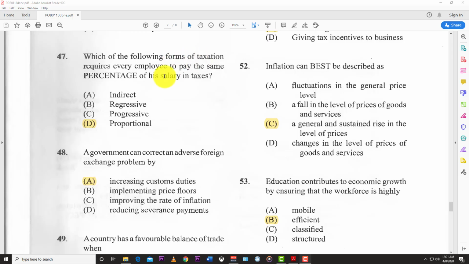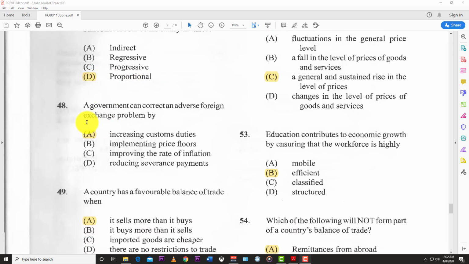47, which of the following forms of taxation requires every employee to pay the same percentage of his salary? That's proportional. D, proportional. 48, a government can correct an adverse foreign exchange problem by A, increasing custom duties. That means that nobody will want to import more things, so demand for the foreign exchange would go down.